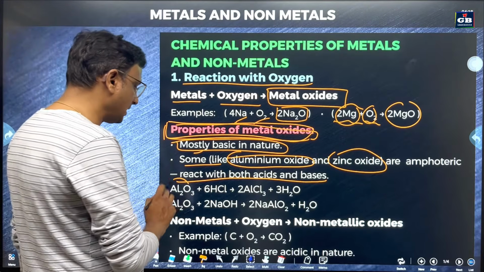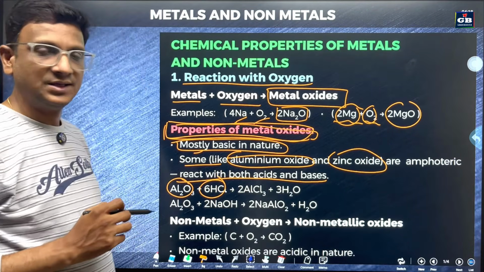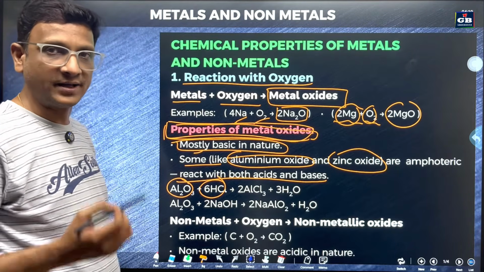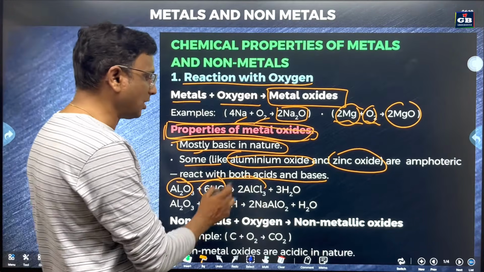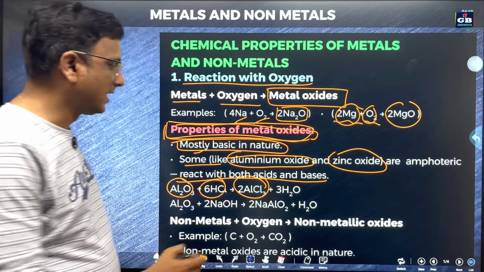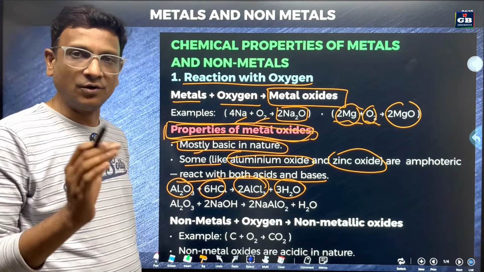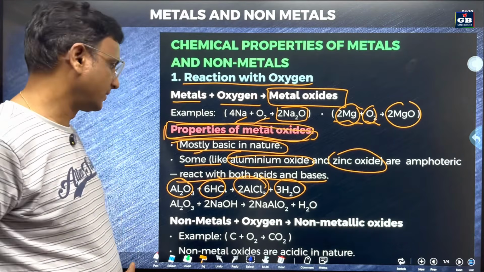That is the first point that you have to remember. Now let us see, aluminum oxide reacts with HCl. So when these metal oxides react with acid, what happens? A metal oxide, when it reacts with acid, forms a salt, aluminum chloride, and water. Salt and water are formed. So when a metal oxide reacts with acid, it forms salt and water.